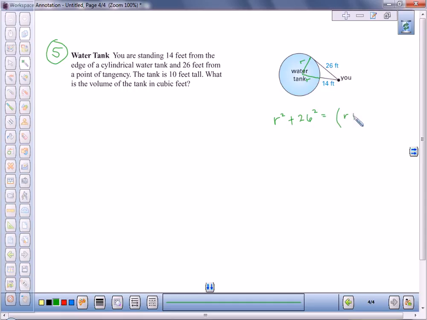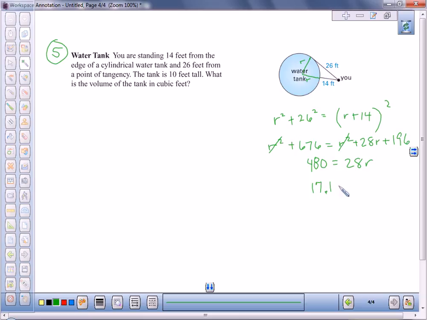Okay, so we do 26 squared, and that gives us 676. Here we get r squared plus 28r plus 196. The r squares are going to cancel, which is nice. So we do 676 minus the 196. That gives us 480 equals 28r. Divide by 28, and we get 17.14. Let's just say 17.1 is approximately equal to r.